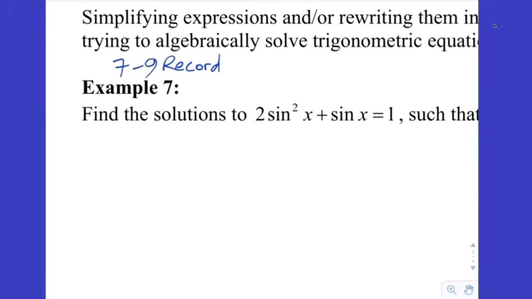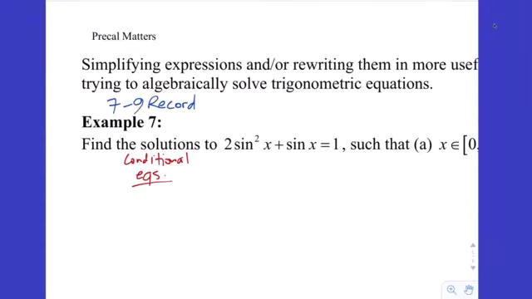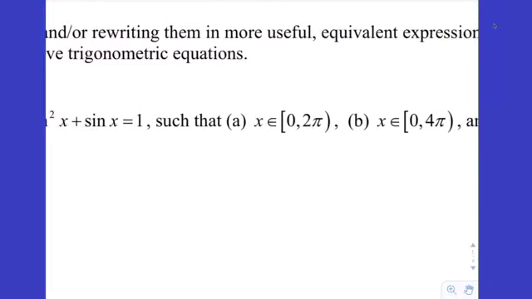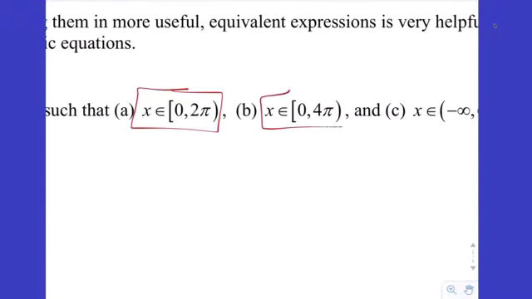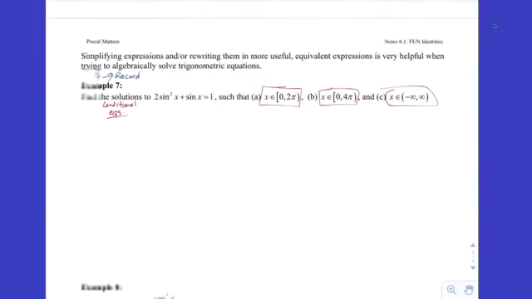Okay. Example 7. It says find the solutions to... So these now are conditional equations. They're only true in certain conditions, and we solve conditional equations to find those conditions or values of x, in this case, for which they're true. So find the solutions to 2 sine squared of x plus sine of x equals 1, such that our solutions are between 0 and 2 pi, part B from 0 to 4 pi, and then from negative infinity to infinity. That's a pretty big interval.